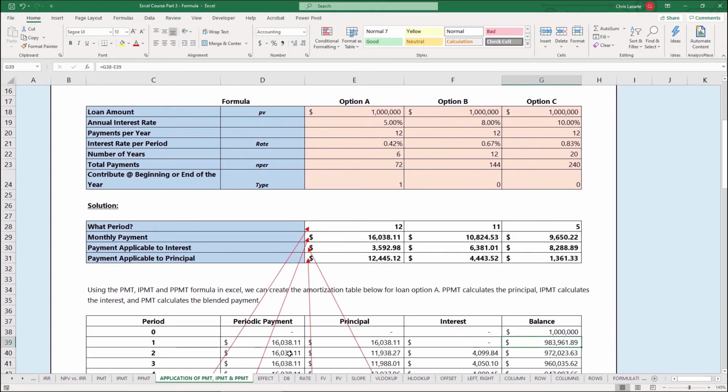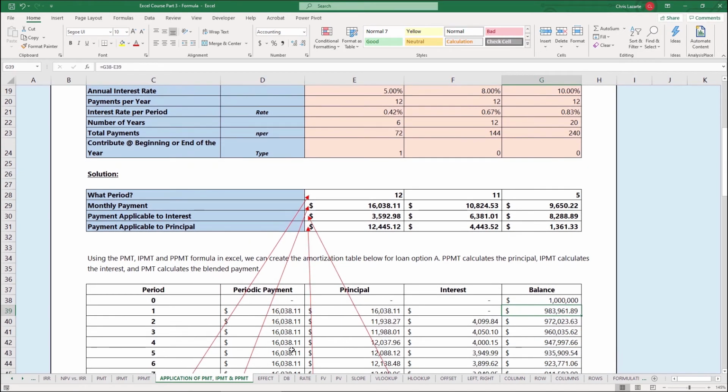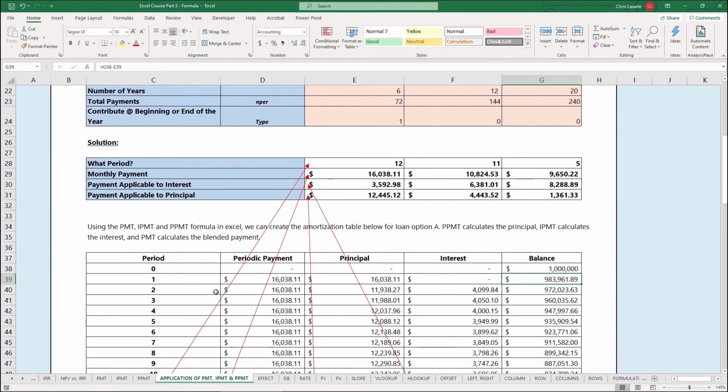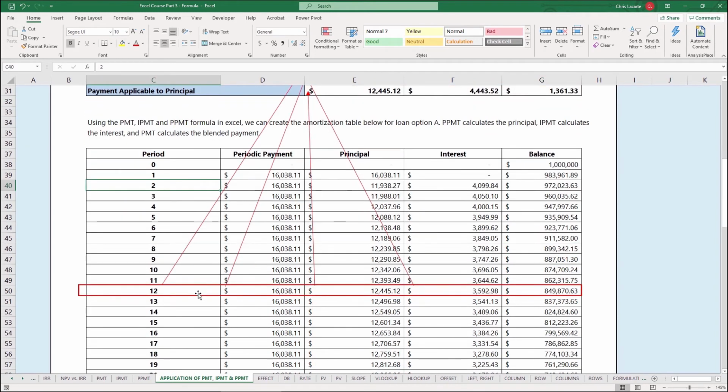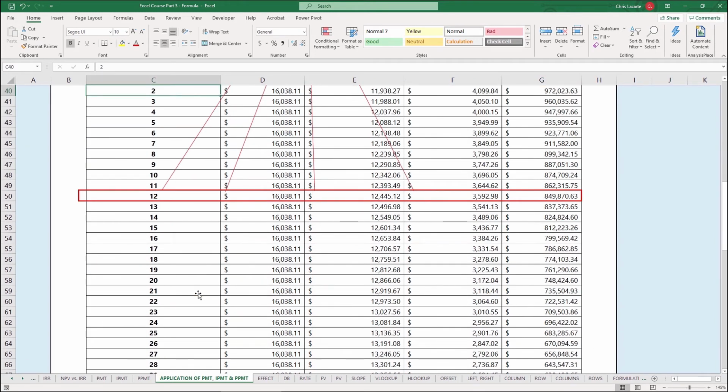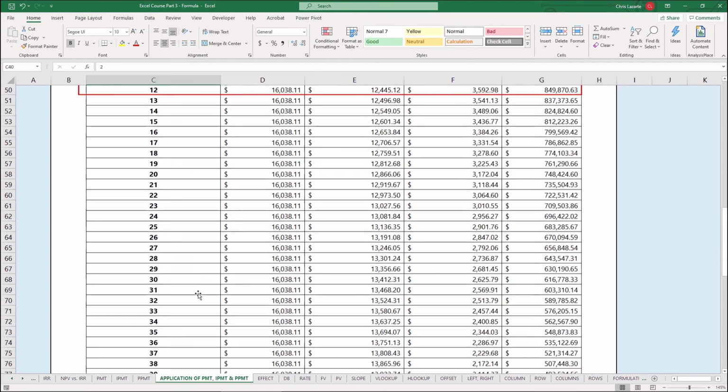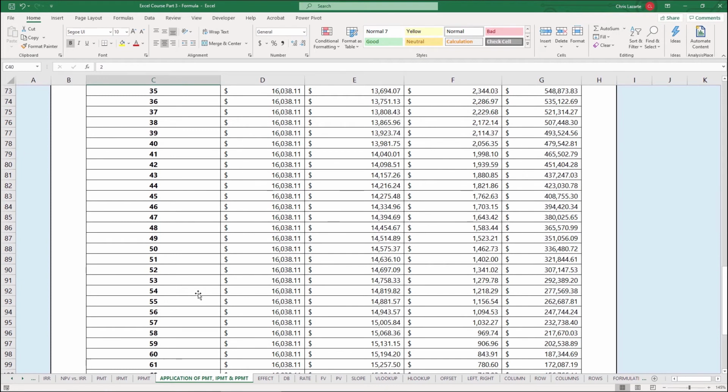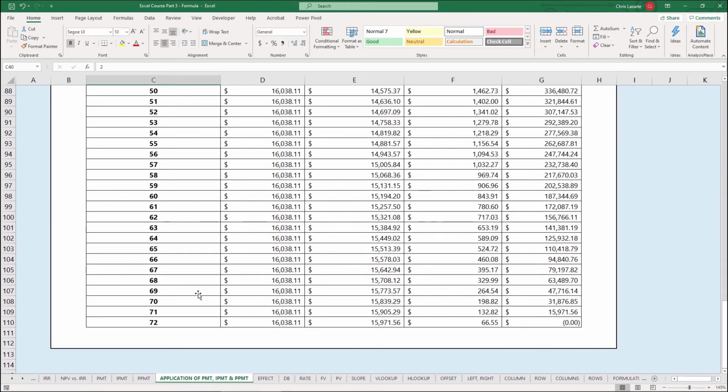Then we can calculate the number of payments that are required for periods 2 through 72. We can calculate the amount of principal, interest, and total payment required until the loan is eventually paid off and becomes nil in month 72, as you can see on screen here. In cell G110, the loan balance eventually gets paid off by the 72nd month.